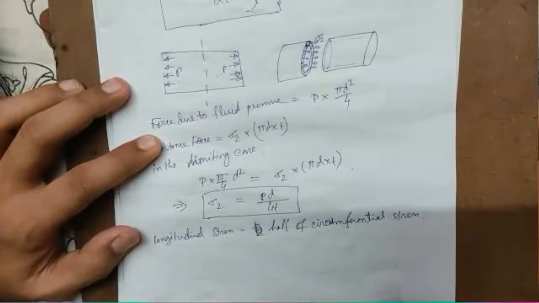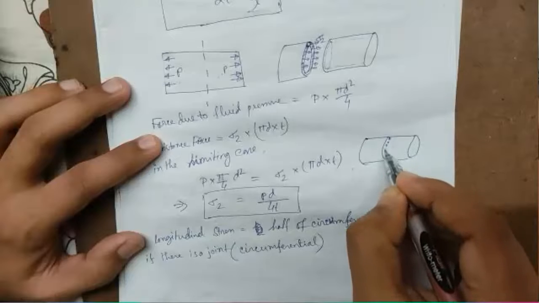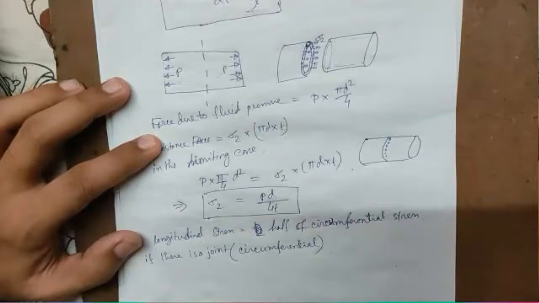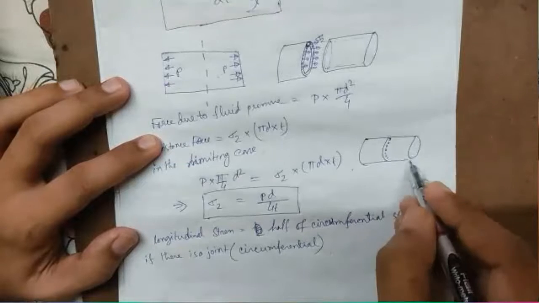Okay, now if there is a joint, that joint should be circumferential. So the joint will look like this. This will be a lap joint and a rivet joint. Generally, a riveted lap joint is used.